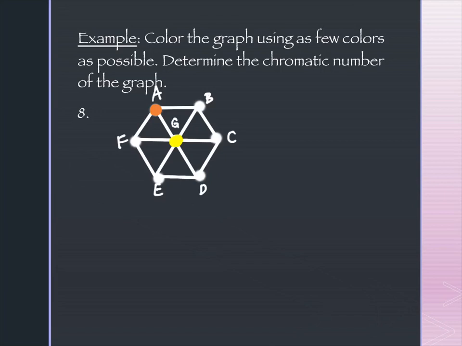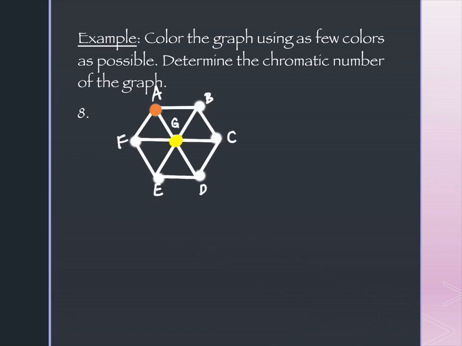Now, clearly A and G are different colors, and also I can't make A and B the same color, and I can't make A and F the same color. But there are other vertices that I can color in orange. Tell me another vertex I could color in orange. C or D or E. I have 3 options. And I want to color as many of them as possible, but I actually can't color all 3 of them. Why?